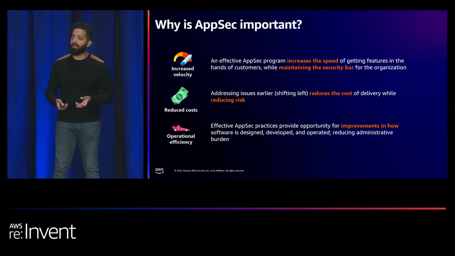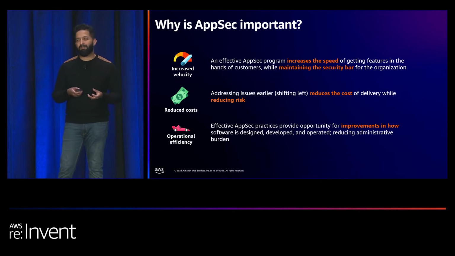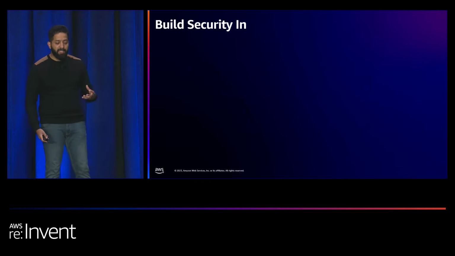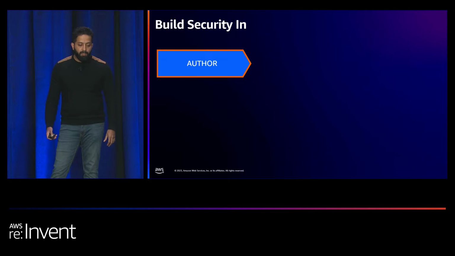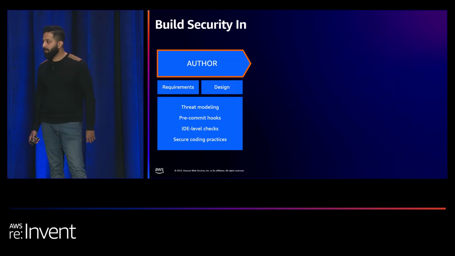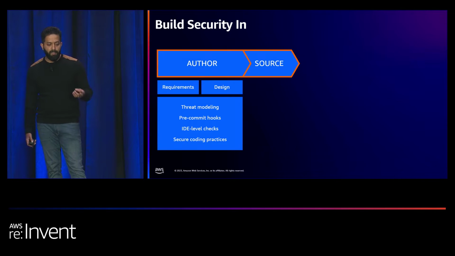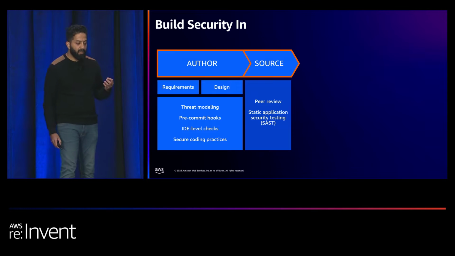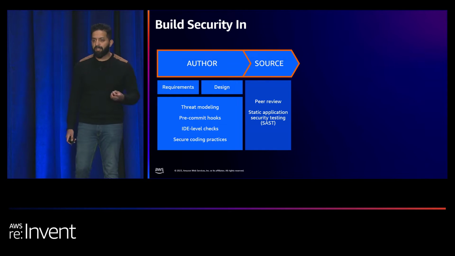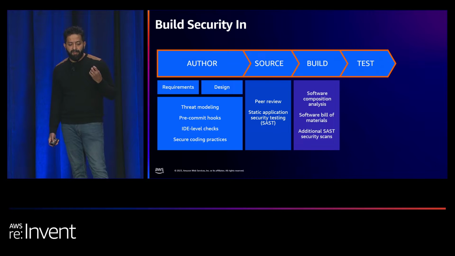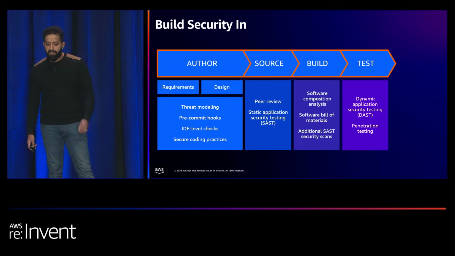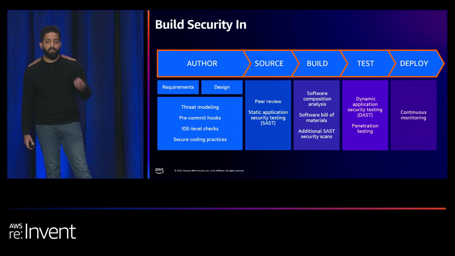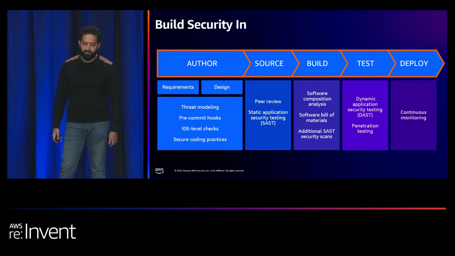So for lack of a better term, the most common buzzword you might have heard is shifting left. So now we want to build security in, right? So let's consider the different phases of the software release cycle. So you have the authoring phase where you take into account your design and requirements. You think about your source phase where you want to do some form of code review and static analysis. Your build and test phases to do additional software composition analysis and penetration testing. And then finally, continuous monitoring of your application in production.